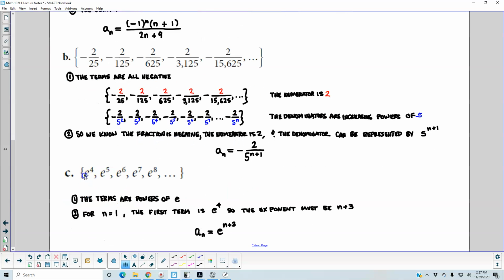Next, C. We have e to the 4th, e to the 5th, e to the 6th, e to the 7th, e to the 8th, with an ellipsis. The terms are powers of e, so we know the base is going to be e. For n equal to 1, the first term is e to the 4th. So the exponent must be n plus 3, because 1 plus 3 gives us 4. So a subscript n is going to equal e to the n plus 3. For the second term, a subscript 2, 2 plus 3 gives us 5. For the third term, 3 plus 3 gives us 6, and so on.